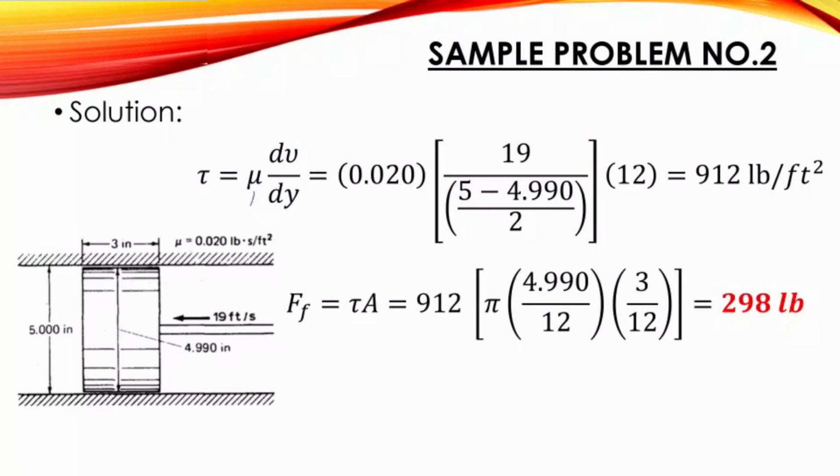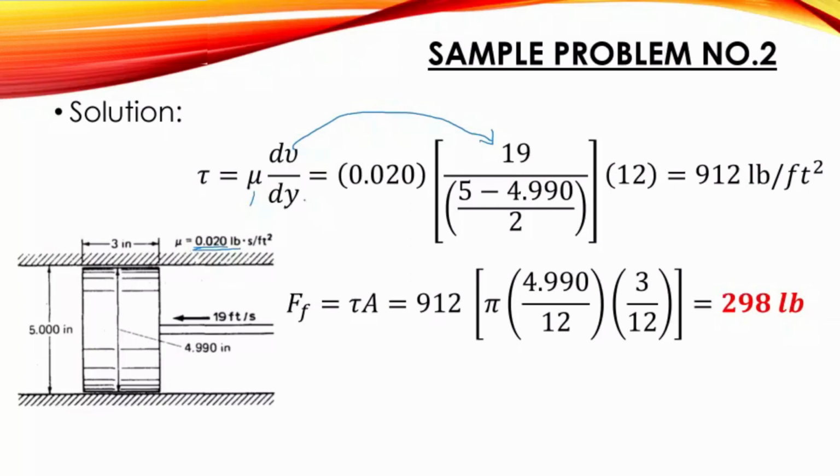Okay, so wherein this mu, guys, is given, that is the viscosity, which is equal to 0.020. Okay, so given yan, guys, sa problem. Then times natin sa v, which is the velocity. So yan yung velocity na nagpapamove sa piston mo.